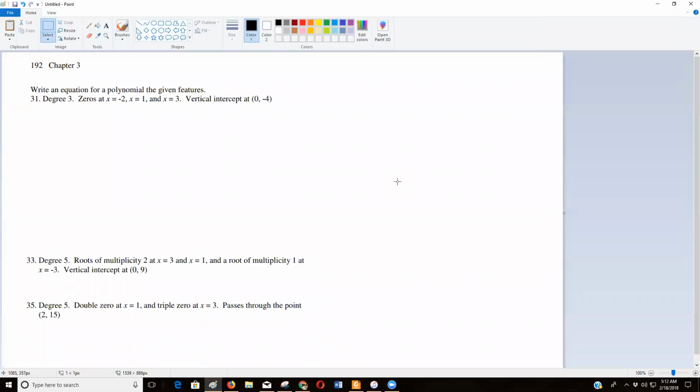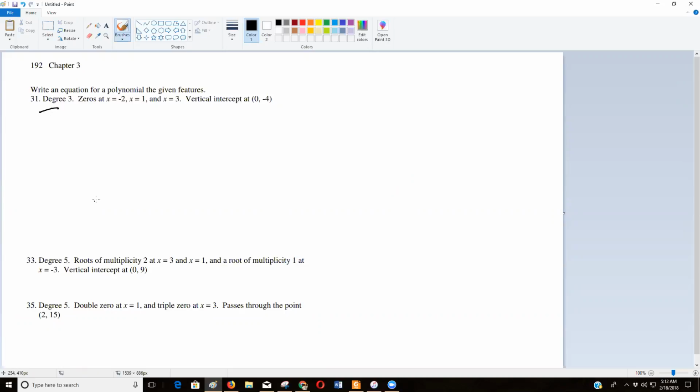Okay, so here are some polynomials out of section 3.3, and we need to write polynomial functions that have these characteristics. For number 31, this is degree 3, and I've got 3 zeros. Since there are 3 zeros and it's supposed to be a third degree equation, all of these zeros are multiplicity 1. So I'm just going to write the factors.